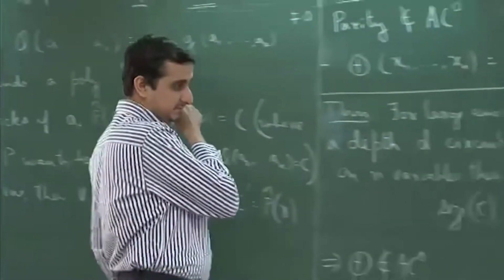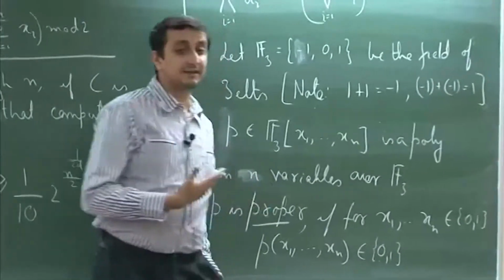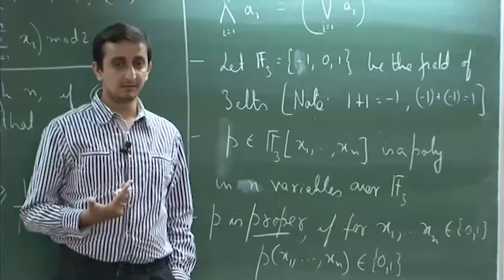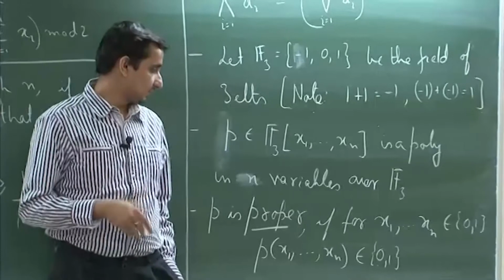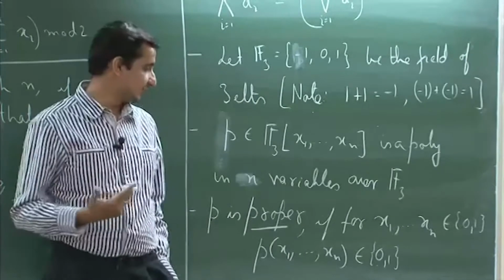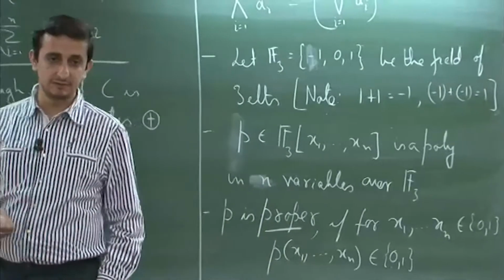One good thing about a proper polynomial is that you can think of this as a Boolean function. A Boolean function is a function which takes values from 0, 1 and outputs a value in 0, 1.